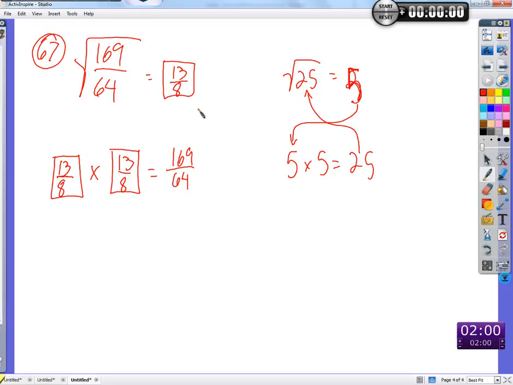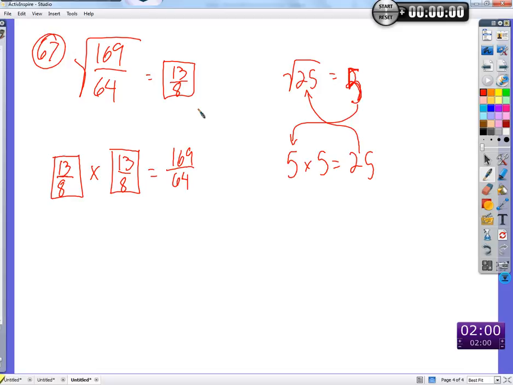Is it rational or irrational? What's a rational number look like? A fraction. If you can write it as a fraction, it's a rational number. Irrational would be where it doesn't come out to an expressible fraction, like the square root of 13, the square root of 7, the square root of 2. These are all irrational numbers.